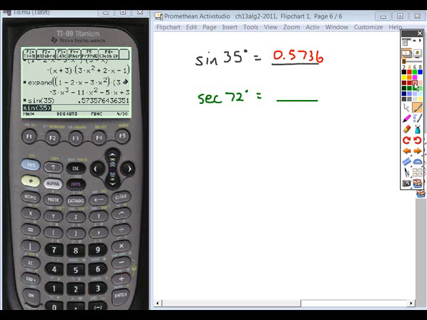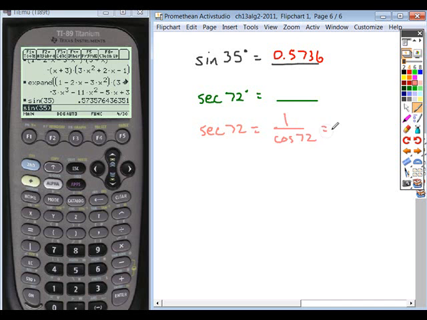Hey, there's no button for secant, right? Oh, you typed the secant? You're not supposed to do that yet. So there's no key that says secant. So a couple options. The first is, what is the secant relationship? It's the inverse of what? So the secant of 72 is the reciprocal, or the inverse, of cosine.